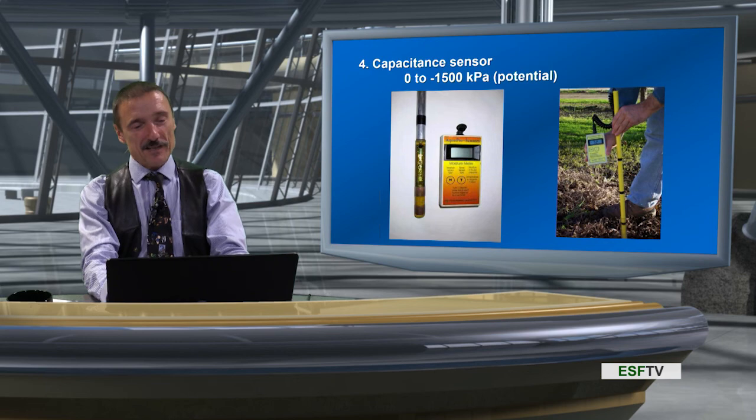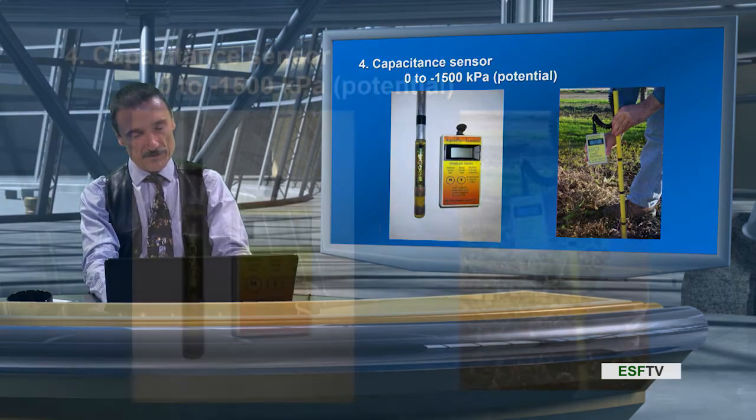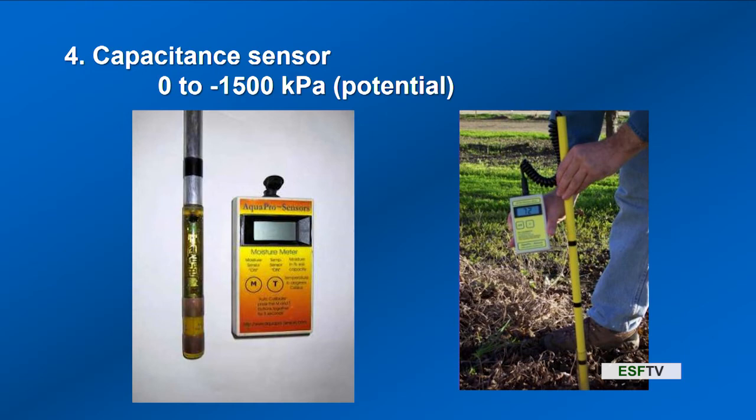Another way is capacitance. Capacitance is a measure of difference in voltage and resistance across a capacitor. And this is directly proportional to soil water, fairly accurate, 0 to minus 1,500 kilopascals, and these can be automated. This is a little less expensive than the TDR and a lot less expensive than the neutron probes.